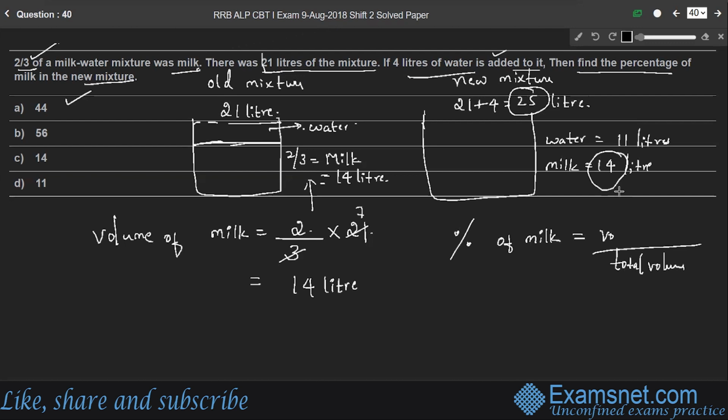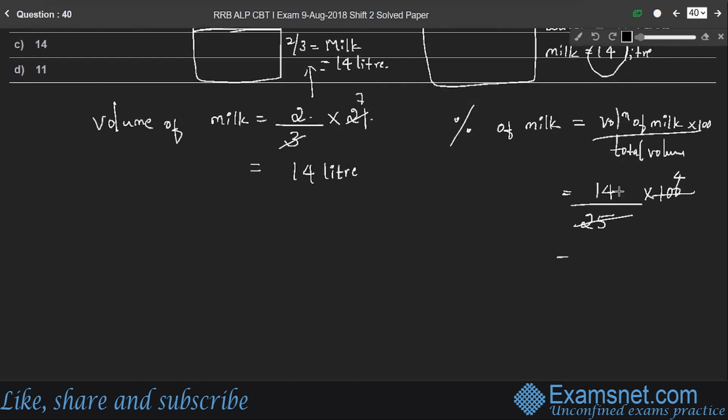volume of milk is so and so. Therefore, for 100 into 100. So what is the volume of milk in the new mixture? 14 liters, which is the same as the old mixture. Out of total volume, it is 25 liters because 4 liters of water is added to the new mixture. Therefore, for 100, 25 into 4 is 100.